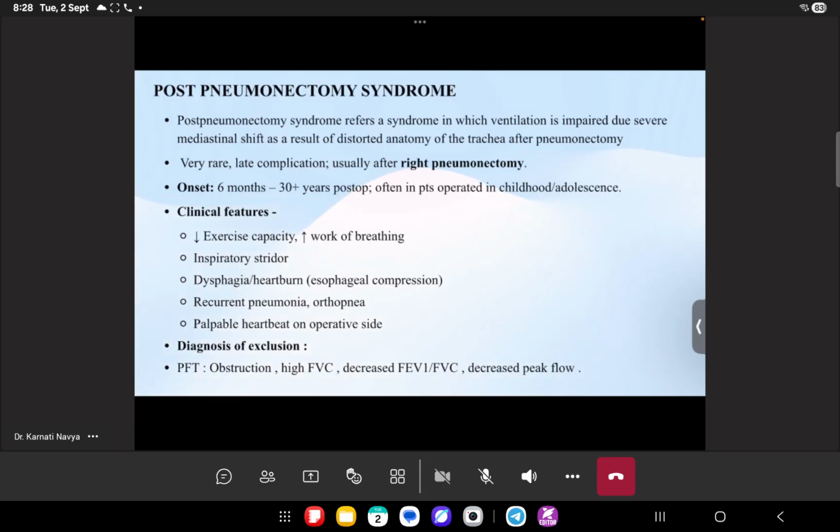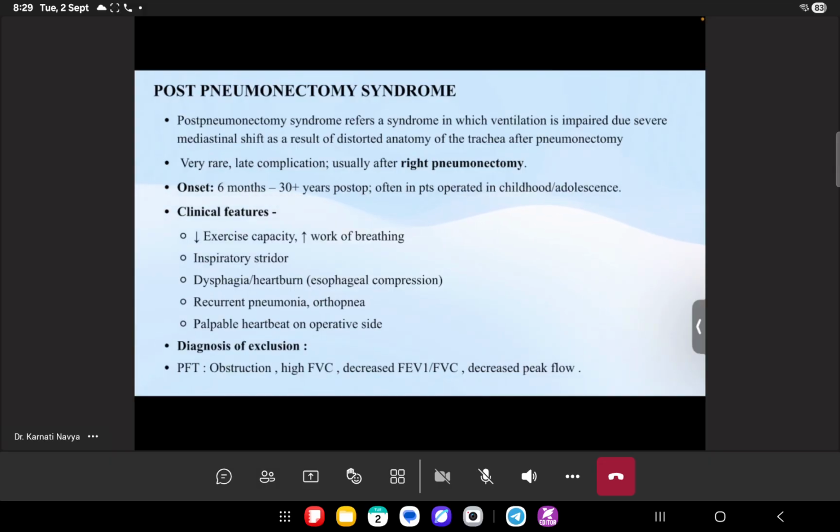Post-pneumonectomy syndrome usually refers to a syndrome in which ventilation is impaired due to severe mediastinal shift, as a result of distorted anatomy of the trachea after pneumonectomy. It is very rare and a late complication. It usually occurs after right pneumonectomy, with onset between 6 months to 30-plus years post-op. It is often seen in patients operated on in childhood or adolescence.